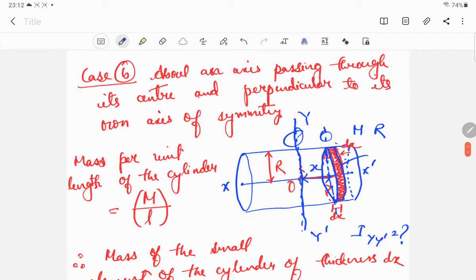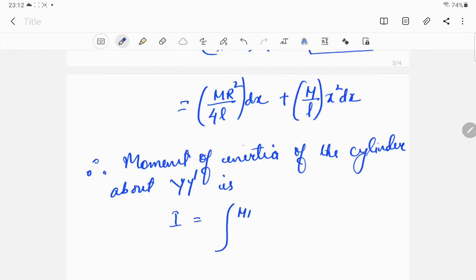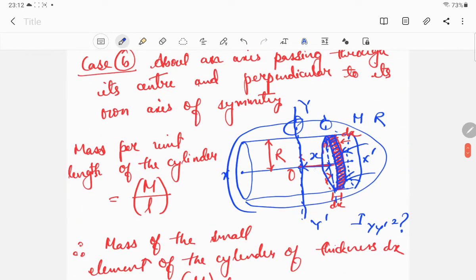You know that if I keep on adding this kind of disks, then it will give the total cylinder. So whatever moment of inertia we have got for this particular disk of thickness dx, we need to integrate to get it for the whole cylinder. So we have the integral of m r square by 4l dx plus the integral of m by l x square dx. Here x is the distance of the disk from the center. Considering the symmetry of the cylinder, if this is 0, the ends are l by 2 on each side, so x goes from minus l by 2 to plus l by 2.